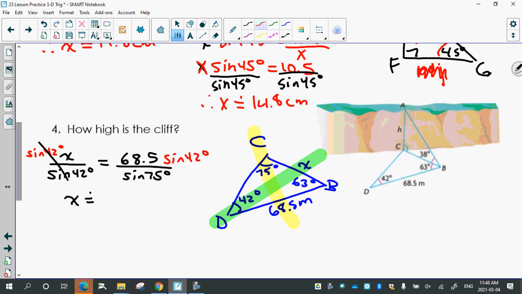47.5 for the common side. Okay. Is that what you got? 47.5 meters for the common side. Then I'm going to draw a triangle ACB.